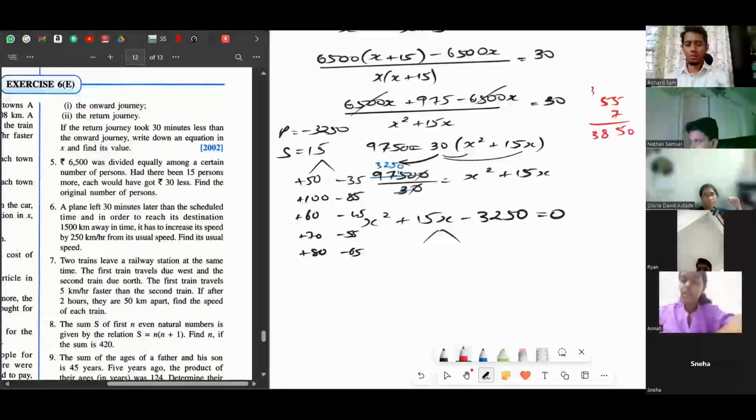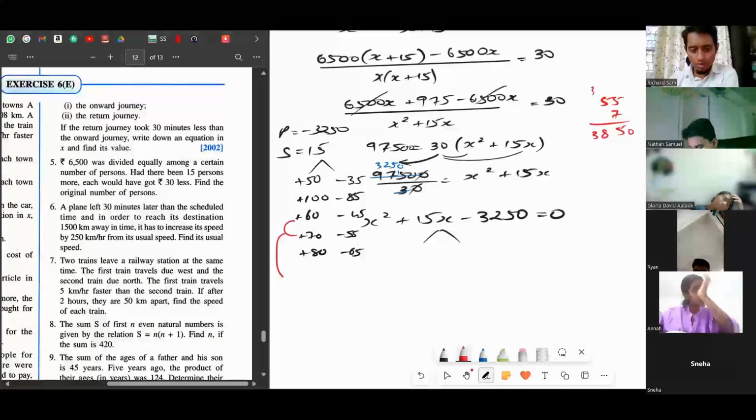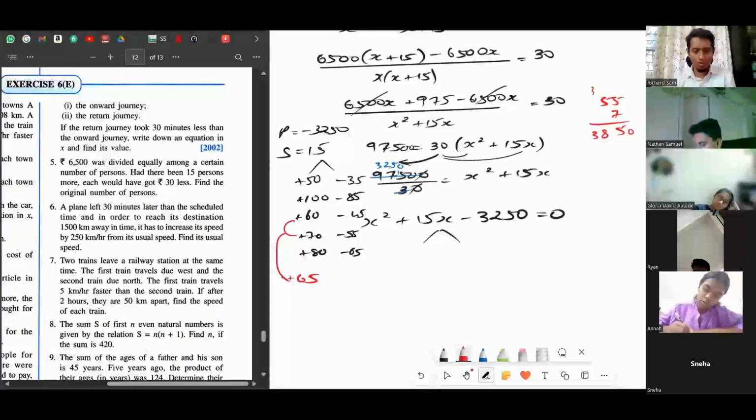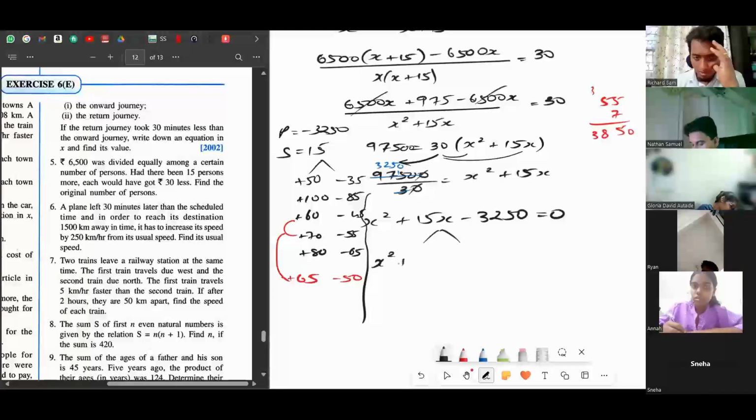Anna, try 65 into 50. Yeah, 55 and 70 came bigger, so it's in between these two. So 65 and 50. Yeah, 65 and 50 are your two numbers. Okay, 65 into 50 is coming 3250. So x squared plus 65x minus 50x.